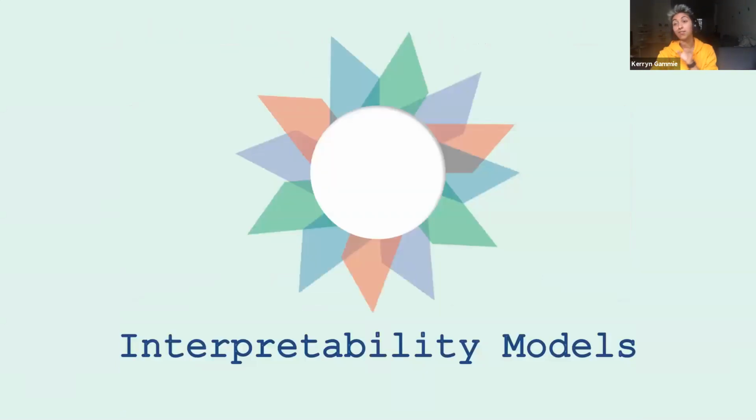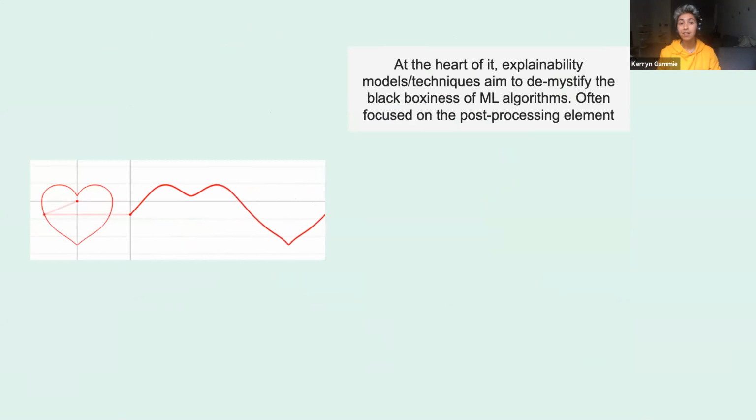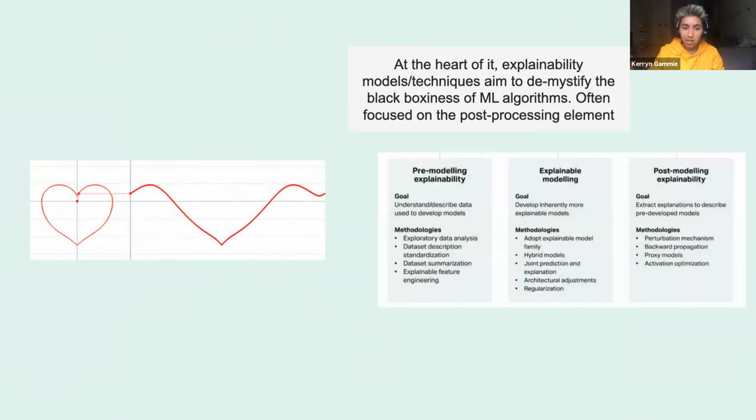Cool. So I'm going to touch very briefly on explainability tools, just to give you a sense of what it's all about. But at the heart of it, yeah, just demystify the black box, tell you what's happening, why it's happening, right? And again, this can happen across 3 stages. So you get the pre-modeling stage, the explainable modeling stage, and then the post-modeling stage. And all 3 of these stages try to do the same thing, which is really just like, guys, what is happening? What are we saying?